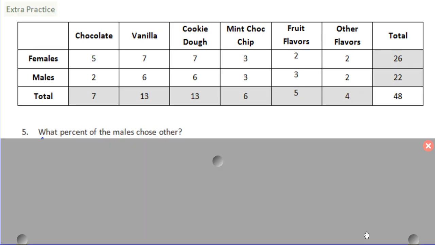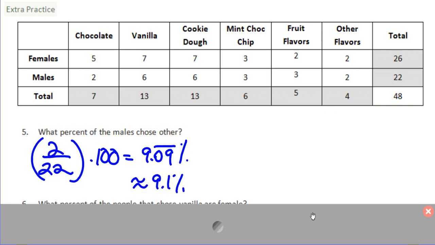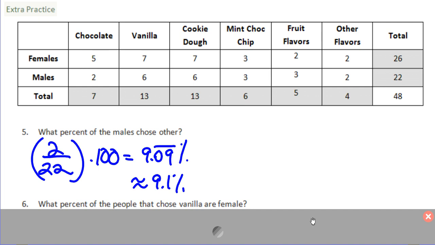What percent of the males chose other? Well, we're talking about 22 males. 2 of them selected other. That's exactly 9.09 repeating percent, or to the nearest tenth, 9.1.